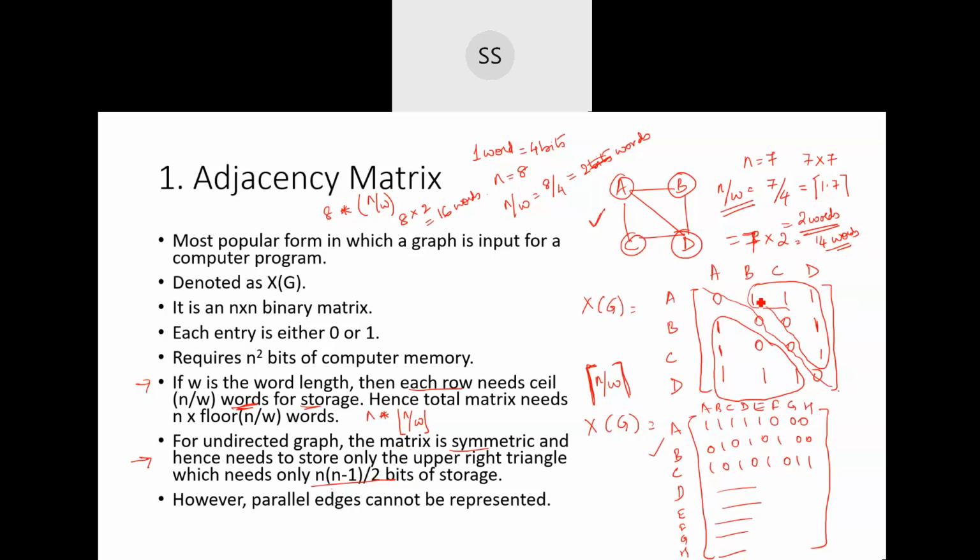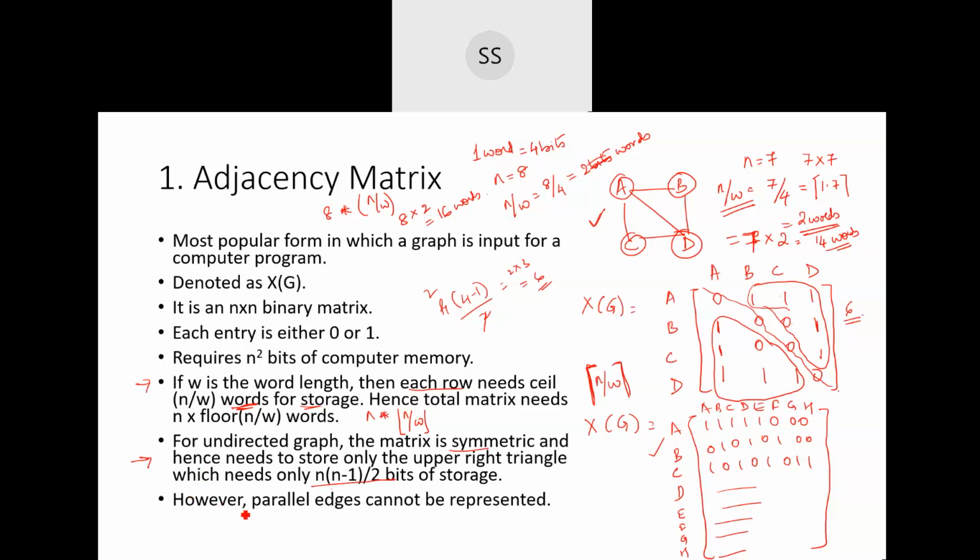You can see here 1, 2, 3, 4, 5, 6. So n into n minus 1 by 2, with n equal to 4, is 4 into 3 by 2, which is 6. So it requires 6 bits of storage. That is n into n minus 1 by 2 bits of storage. I hope this point is also clear.